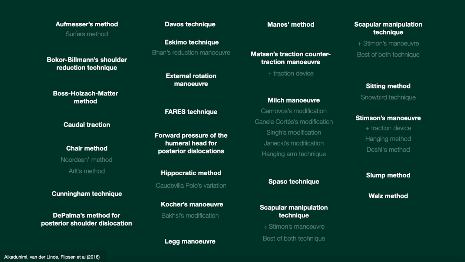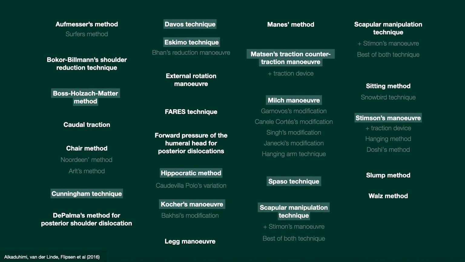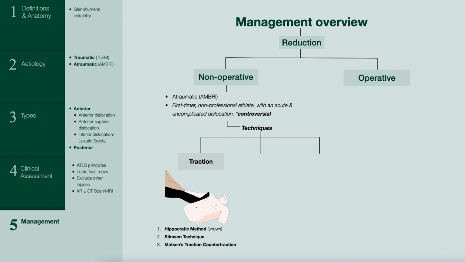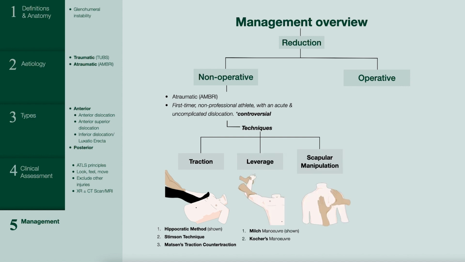There are many reduction techniques. Here is an extensive list of some of them in alphabetical order. There is no need to memorize all of these, but you will need to know some of them for clinical practice. Some of the most commonly used or referenced methods are the Stimson's maneuver, Hippocratic method, Matson traction, counter-traction maneuver, Milch maneuver, Kocher's maneuver, scapular manipulation, and a few others. They can be broadly classified as being traction, leverage, or scapular manipulation techniques.